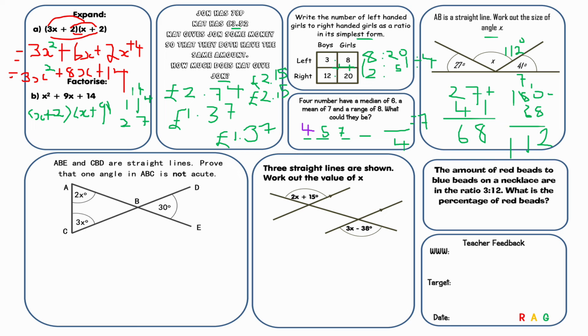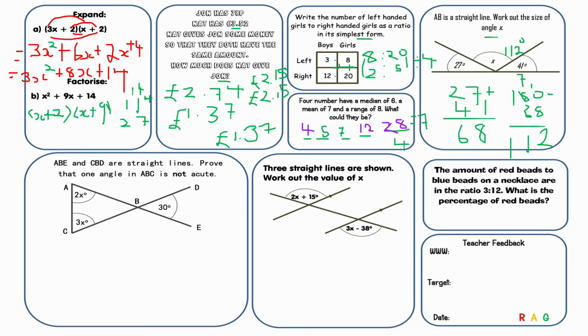And that would have to be 12. And that gives us the correct answer, because 4 add 12 is 16. 16 add 12 is 28. 28 divided by 4 is 7. The range is the biggest take away the smallest, so 12 take away 4 is 8.